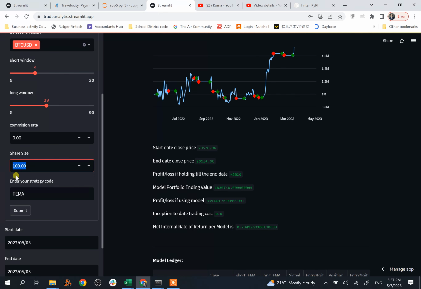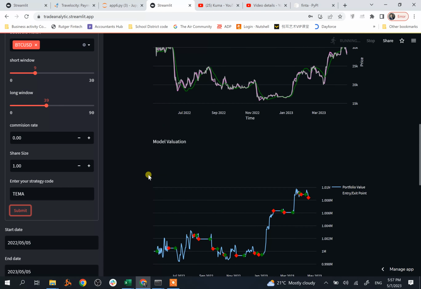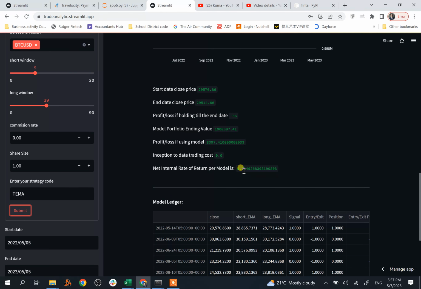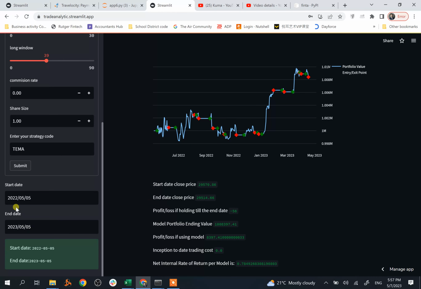Assuming that I'm only investing in 1 share, this is what you get. 78% roughly internal rate of return, and your profit is about 8,000 if you only invested one share for this year. The trading period can be shown here from last year May 5th to this year May 5th.